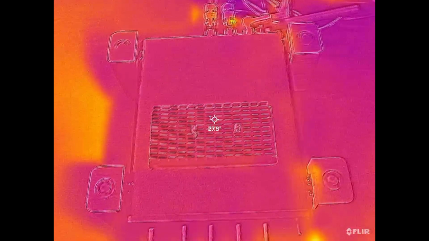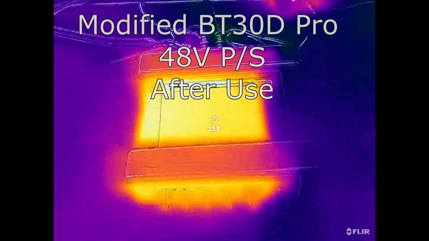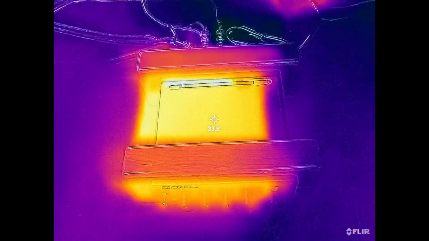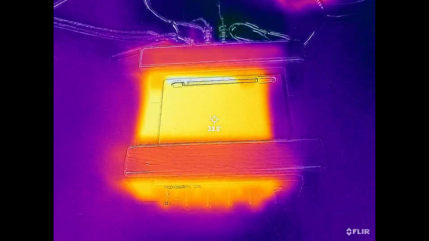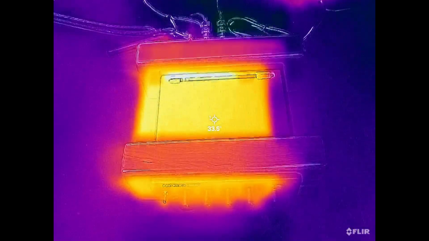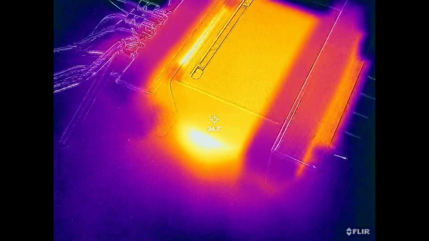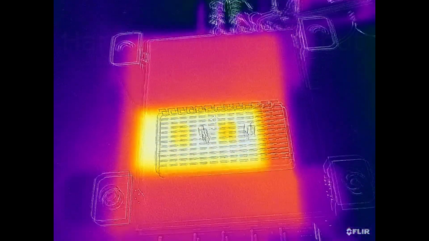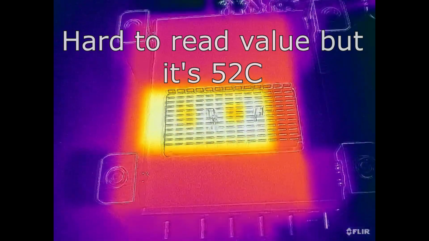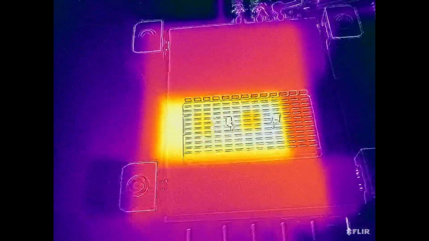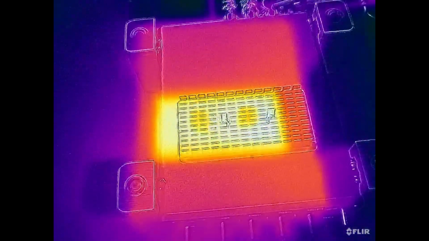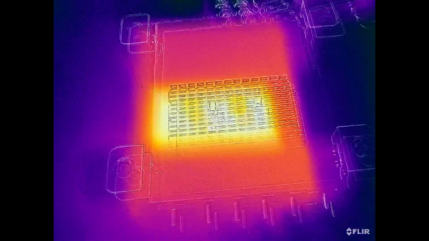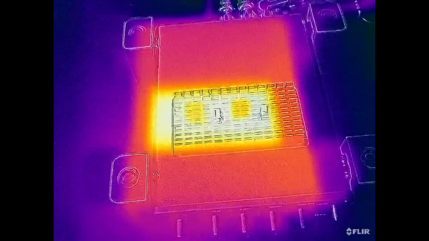48 volt as well. Okay, this is the same playlist 30 minutes later, same volume settings, tone control settings. This is the BT30D Pro from Fosi Audio, modified. Yep, 34 there. Let's turn it over. Let's see what's going on underneath. Oh boy. Oh yeah. Now you notice it's concentrated at the heat sink. I believe the non-modified on the case was around 41, 42°C.